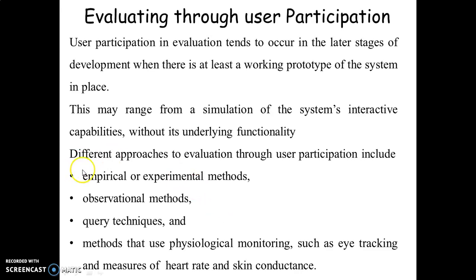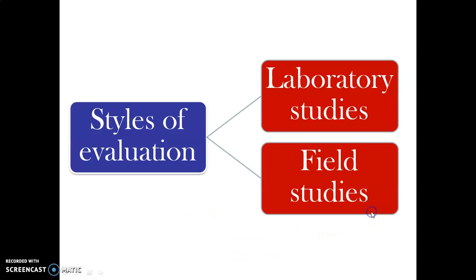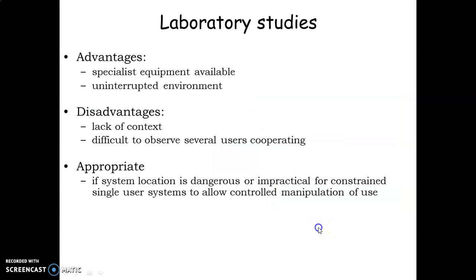Different approaches to evaluation through user participation include empirical or experimental methods, observational methods, query techniques, and methods that use psychological monitoring such as eye tracking and measures of heart rate and skin conductance. All these techniques can be learned in much more depth later on. There are two styles of evaluation: laboratory studies and field studies. Let's see both of them one by one.